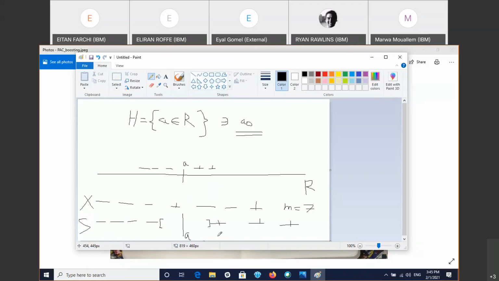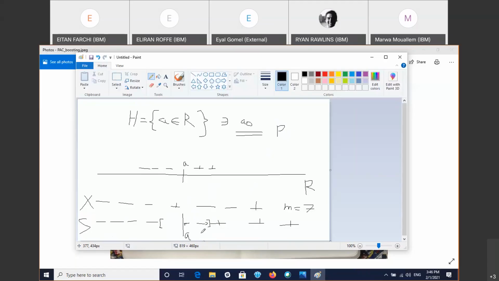Now, if there is a high probability of getting a point here, then we're still going to have a high chance of making a mistake, right? If the probability between here and here is big, remember the probability is chosen for us, we are not choosing it. So if the probability here is big, then we're not in good shape, right?